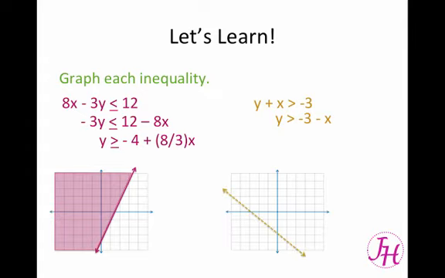Now this time our line is dashed because we don't have the equal to underneath of the greater than symbol. And then because it's greater than, again, we're going to shade above the line. So any point in the shaded region will satisfy this inequality. It will give us a true statement if we plug it into the inequality.